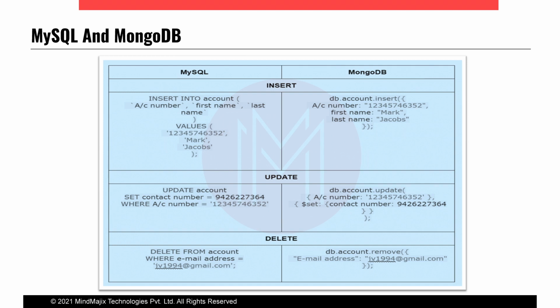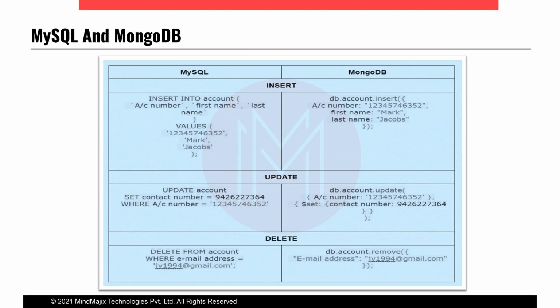Separately here, just a colon. Okay, so what is the value? For example, Mark Jacobs is there. The first name and last name, it is an easy way we are inserting the values. Okay, then the next one is update. See, update account set contact number where account number is here.